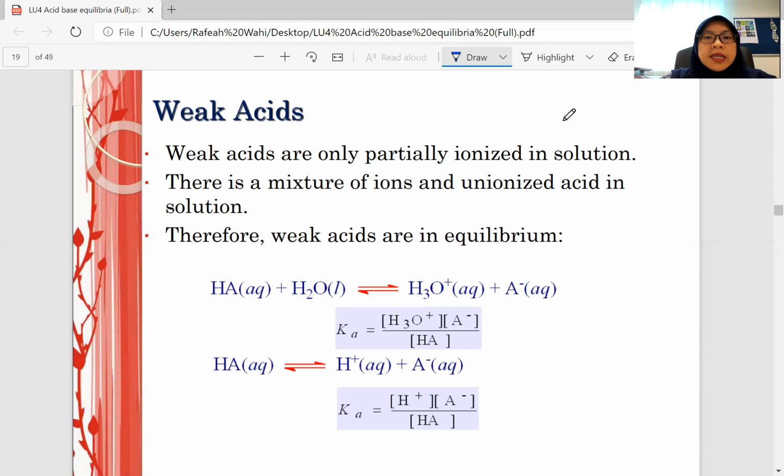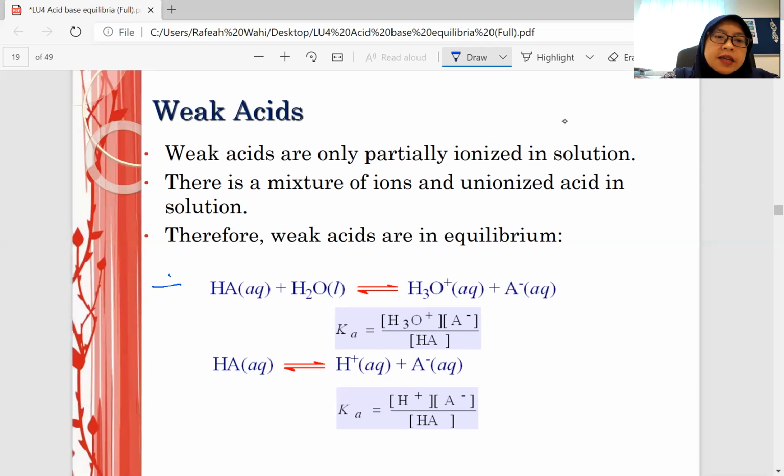So weak acids in equilibrium can be represented by Ka, equal to the concentration of hydronium ion or H plus ion times the concentration of the conjugate base, divided by the concentration of the initial acid. As we know, when we have any acid, whether it is a strong acid or a weak acid, we have to come up with the dissociation reaction first before we can carry on with any calculations on acid-base equilibria.